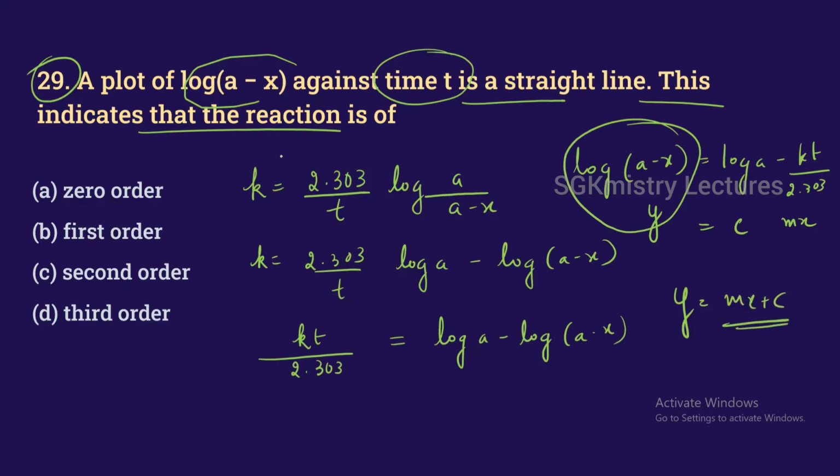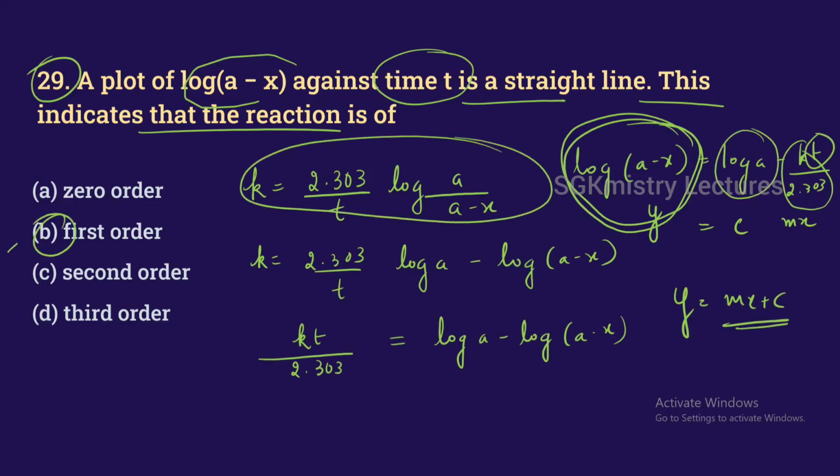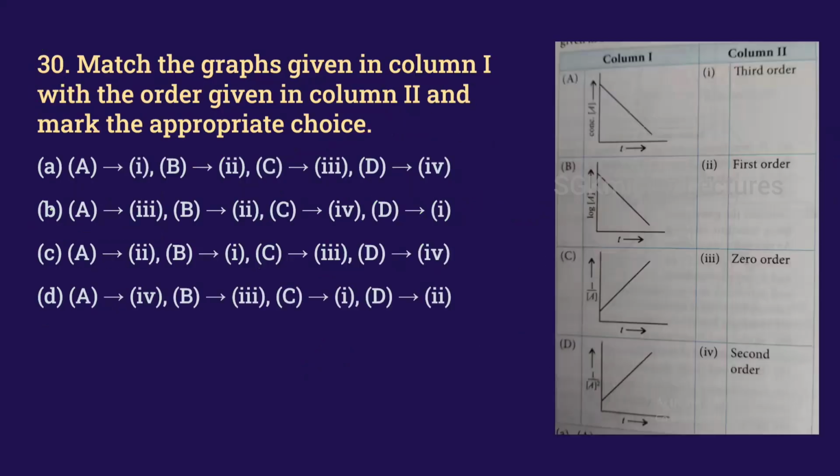So it is already given as a straight line. So t is along the x-axis, this is y. So we have this as the slope and this as the intercept. Of course, we have started with the first order reaction. So the correct answer is option B, that is first order reaction. Okay.